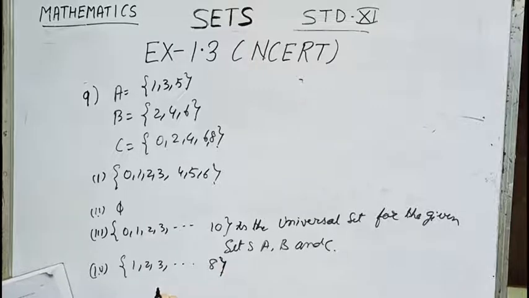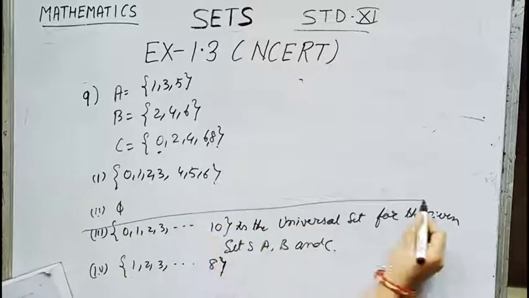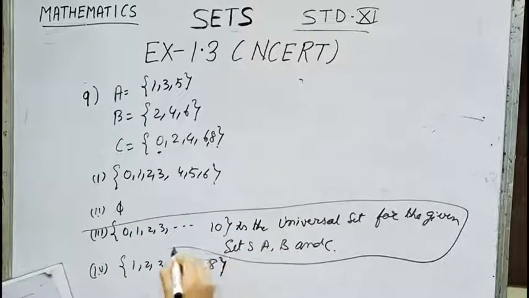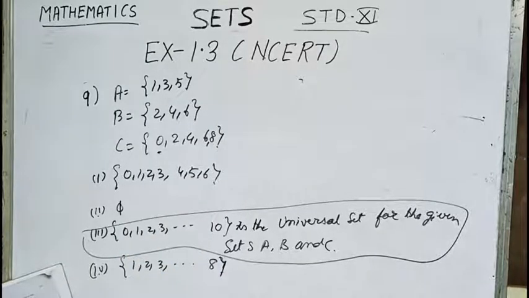Subpart number 4 is given as 1, 2, 3, 4 up to 8. Now obviously this can be the universal set for the sets A and B, but not for C, because in C the element 0 is there and 0 is not in subpart number 4. So only subpart number 3, the given set, is the universal set for all the given sets A, B and C.